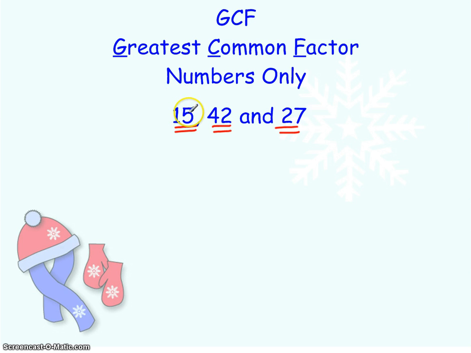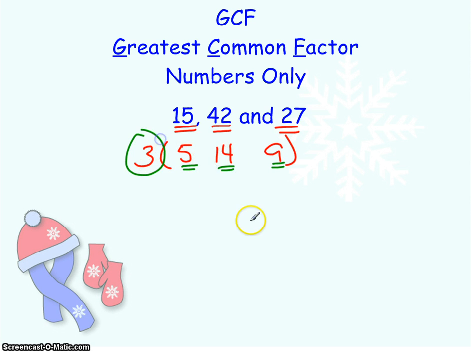1 plus 5 is 6. That works for 3. 4 plus 2 is 6. That works for 3. 2 plus 7 is 9. So they can all be divided by 3. 15 divided by 3 is 5. 42 divided by 3 is 14. And 27 divided by 3 is 9. Double check your numbers again. Okay, 5 can only be divided by 5. 14 can't. So that means we're done. So your GCF of this one is 3. Some take more steps, some not so much.